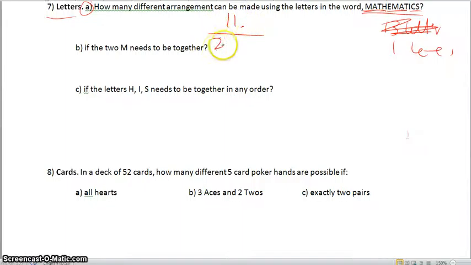Well, there are two M's, there are two A's, there are two T's. So that's what you do. Okay? Like ignore the letters still disappearing. Okay, here we go. And then just do it in a calculator.